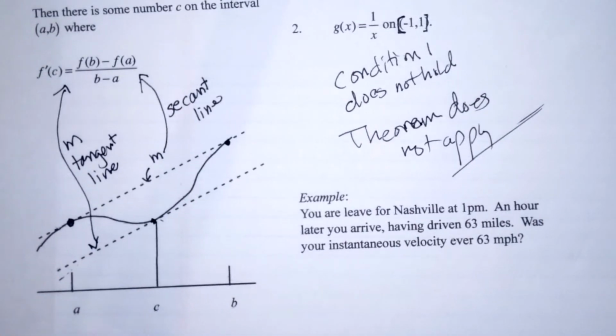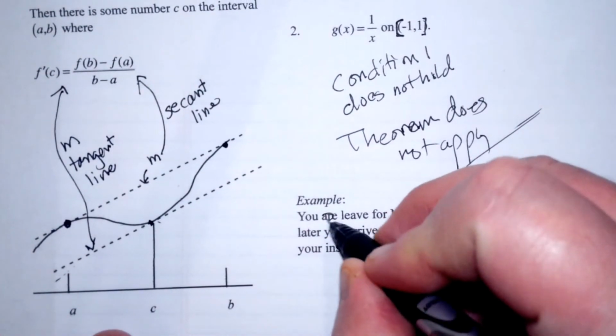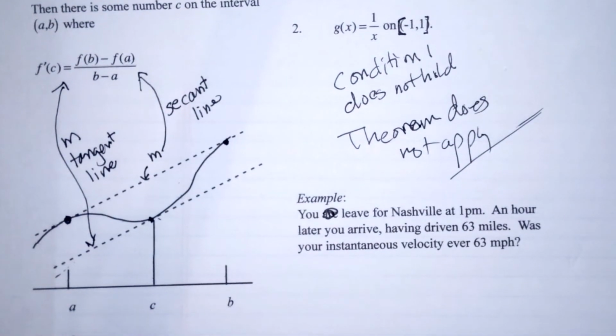And finally, one more example. Let's get rid of that unnecessary word. You leave for Nashville at 1 p.m. An hour later, you arrive having driven 63 miles. Was your instantaneous velocity ever 63 miles per hour? So the average velocity was 63 miles per hour. Very likely, at some point you went faster than that, and at some point you went slower than that. But the question is, was your instantaneous velocity ever 63 miles per hour?